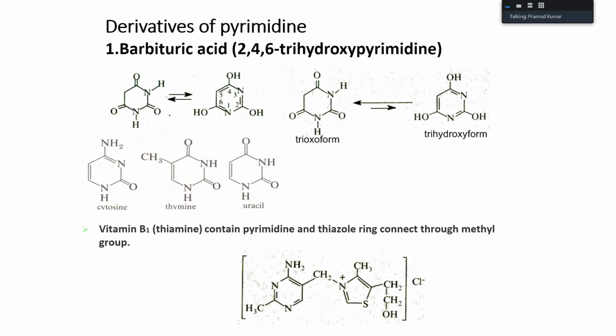And as we have seen, similar to that, a thiazole is linked to your pyrimidine, amino pyrimidine, methyl pyrimidine, by a methylene group. That is known as your vitamin B1, that is thiamine. Thiamine is nothing but vitamin B1, which contains a pyrimidine and a thiazole ring joined by a methylene group, that is a CH2 group. That is known as vitamin B1. It is also known as thiamine.